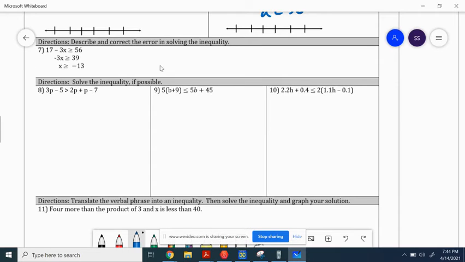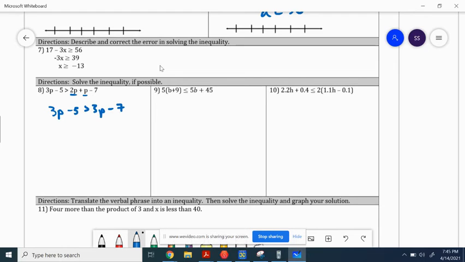All right, 8, 9, and 10, solve the inequality if possible. These are going to be unique ones. They're either going to be all solutions or no solutions, but I want you to show the work. I'll do one of these for you. So if we notice here, we combine like terms on the right side of the inequality. 2p plus p is 3p, so I'm left with 3p minus 5 is greater than 3p minus 7.